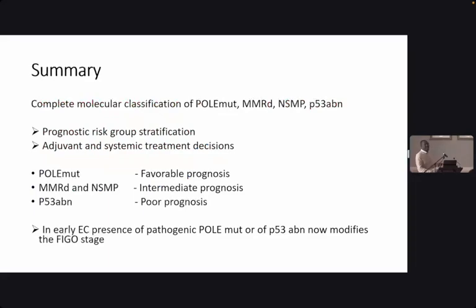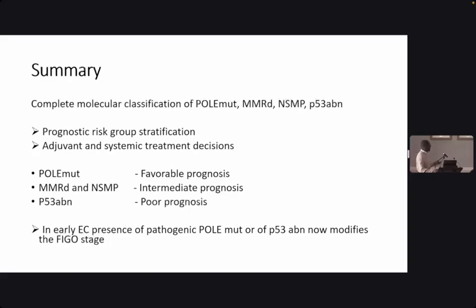So what am I saying in summary? Not all endometrial cancers behave the same. It can't be a one-shoe-fits-all, or one-size-fits-all. So complete molecular classification is of paramount importance. It will help us to prognosticate our patients and to decide which adjuvant treatment we are going to give.